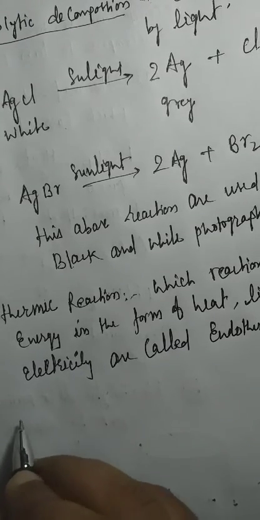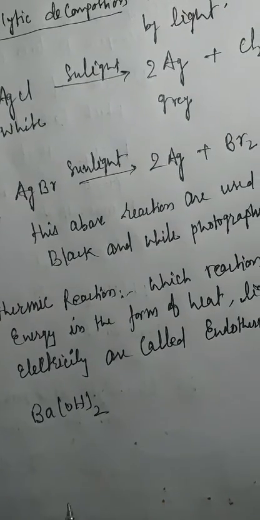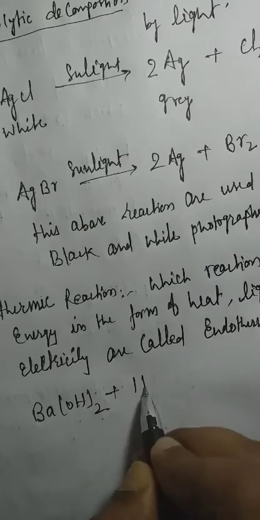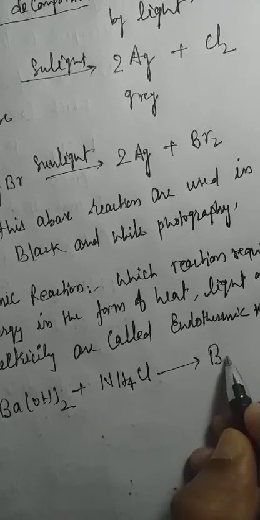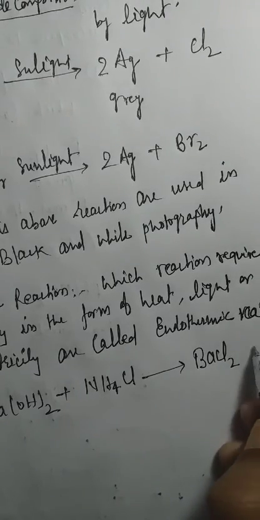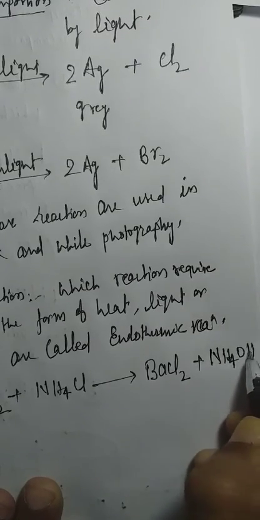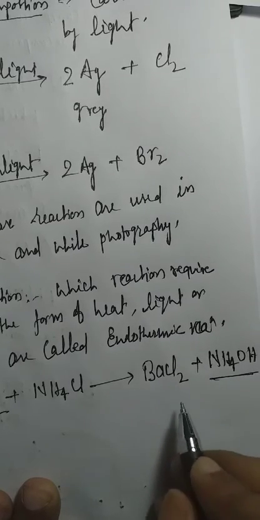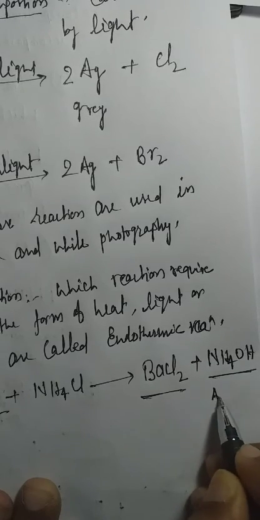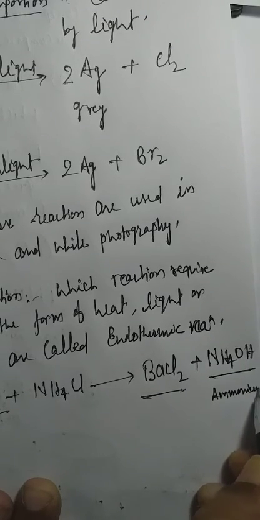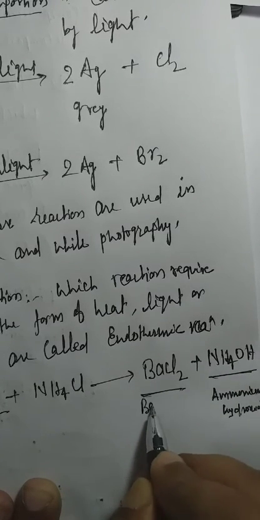An example of an endothermic reaction is Ba(OH)2, barium hydroxide, reacting with ammonium chloride, NH4Cl. It will form BaCl2 plus NH4OH, right? This is forming NH4OH, and on this side we are finding barium chloride. This is called ammonium hydroxide, and this is called barium chloride.